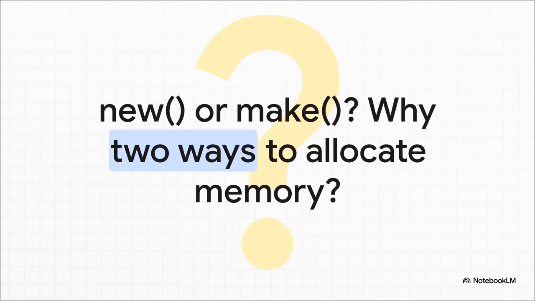So it all boils down to this one question. Why on earth does Go have two different built-in functions, new and make, just for memory allocation? I mean, they look kind of similar, but they do completely different jobs for very specific types of data. And understanding that difference, well, that's the secret to writing clean and effective Go.